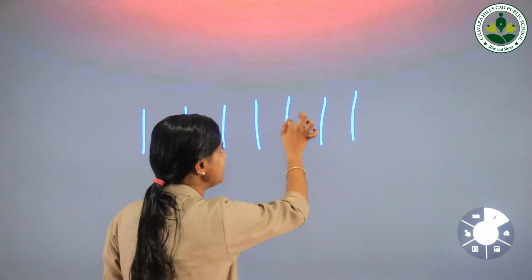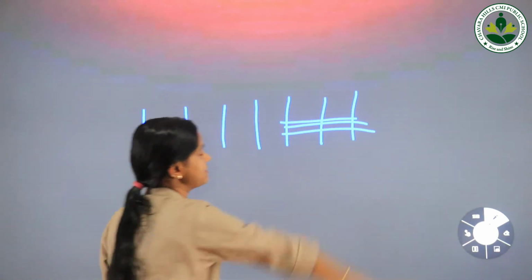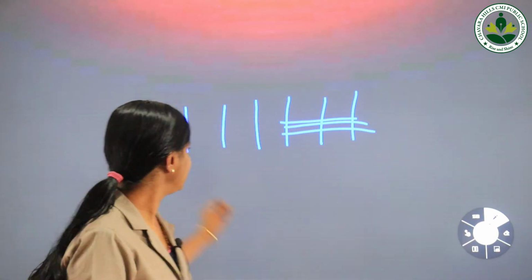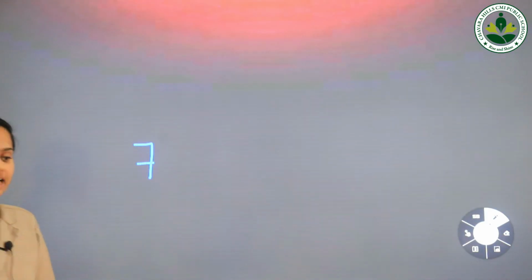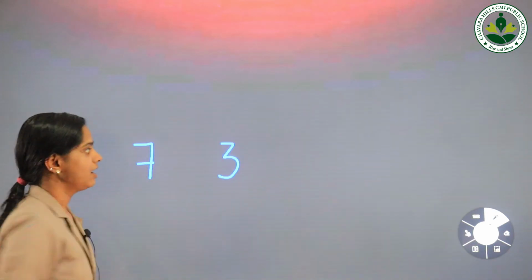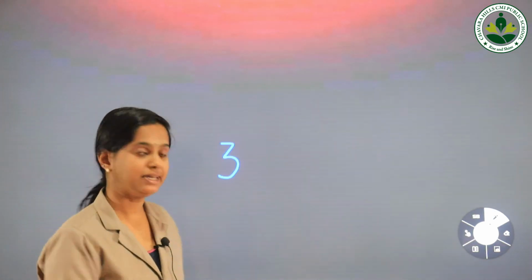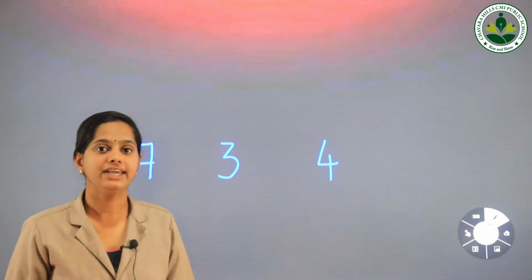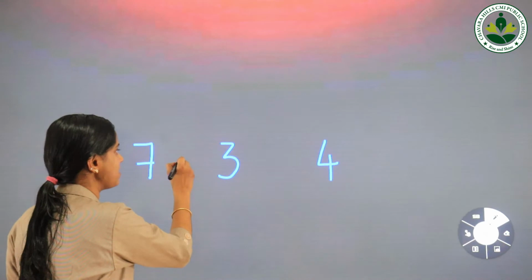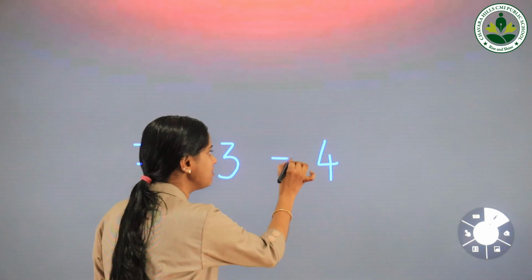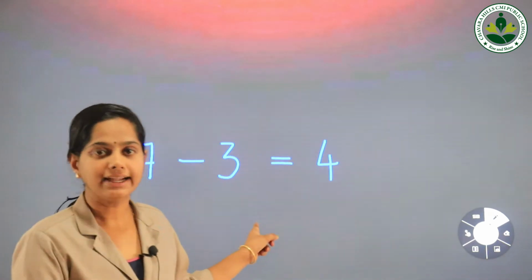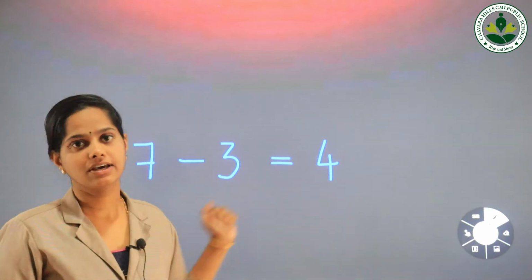Okay, let us remove these 3 pencils. How many pencils are left with me? Let us count. 1, 2, 3, 4. I have 4 pencils left. I had 7 pencils, I gave 3 pencils to my friend, so 4 are left with me. Here, we subtract 3 from 7 and we get 4.